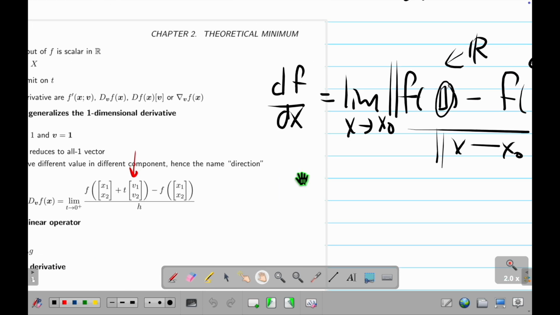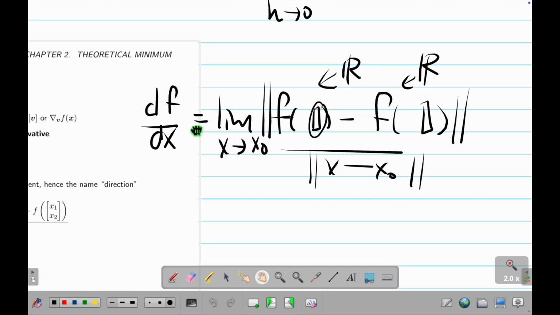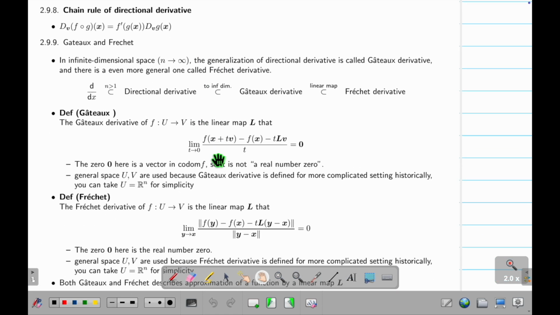And then what? Now, I just told you that this thing can go crazy. Then now let's talk about the crazy thing. So in infinite dimensional space, when n goes to infinity, then we have a generalization. So this is what I just said, right? This is the classical one dimension, high school or year one. Then if n is larger than 1, you have a general version called directional derivative. And then if we go to bigger dimension, we have the Gateaux derivative.